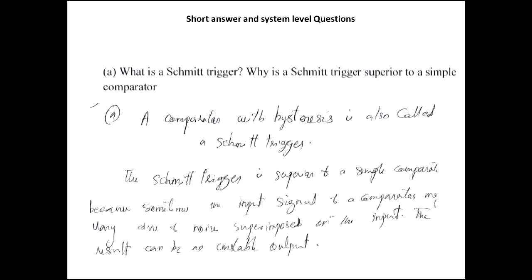Then a short question we asked: what is a Schmitt trigger? Why is a Schmitt trigger superior to a simple comparator? So this was a short question we asked I think 2 years ago. A comparator with hysteresis is called a Schmitt trigger. Or you can say that a comparator with positive feedback connected, you can draw the circuit. Then why is it superior to a comparator? Because sometimes the input signal to a comparator may vary due to some noise. If you have the Schmitt trigger, it can create a band. So you can answer in different ways. You can draw some circuit, and if you want to show some noise, you draw some noise, it's up to you.